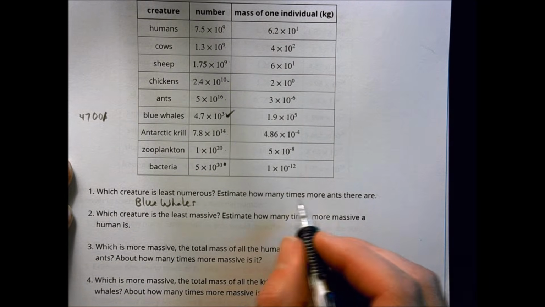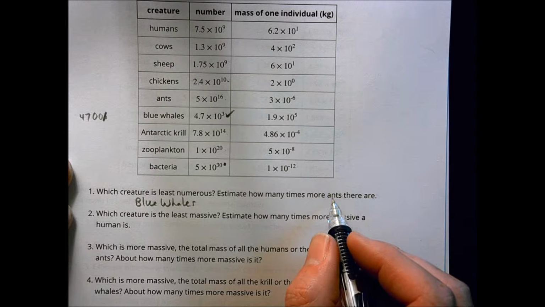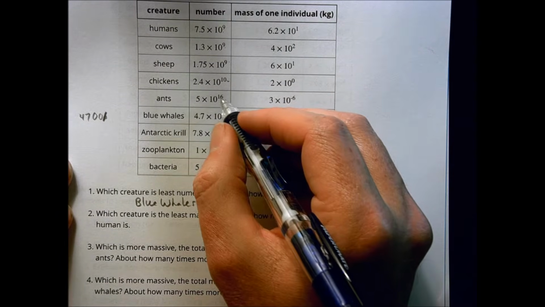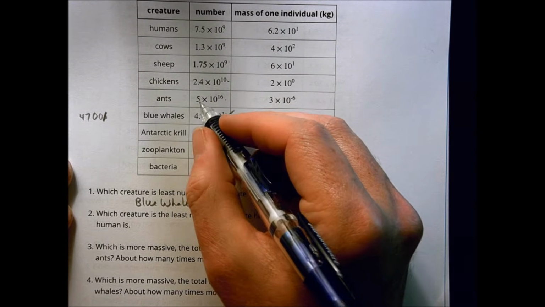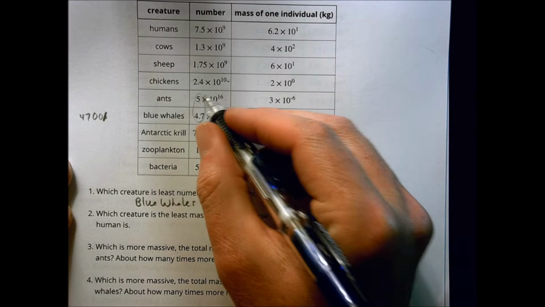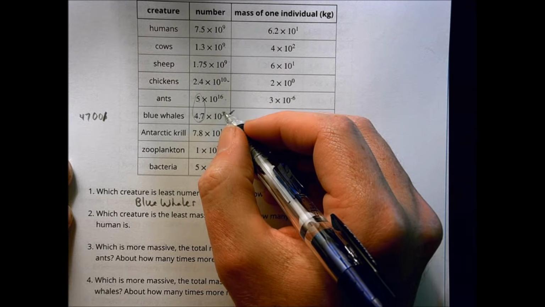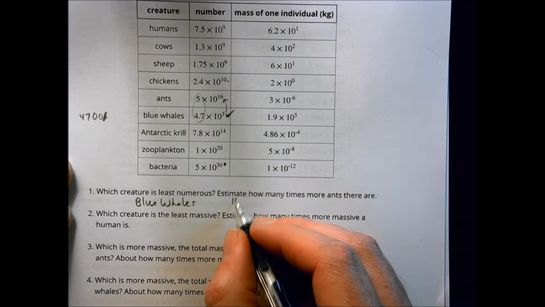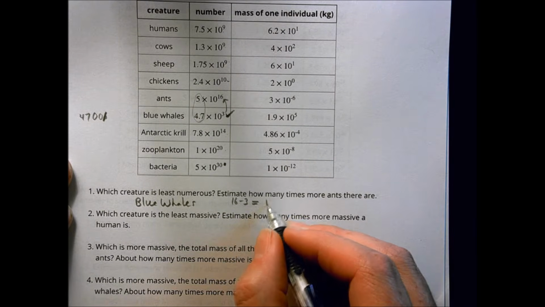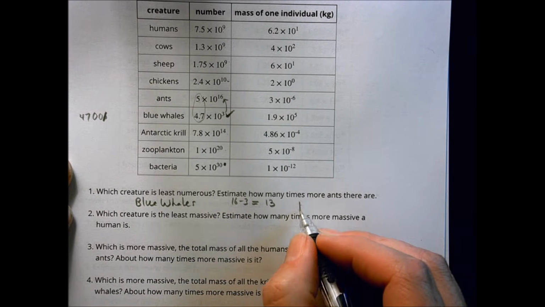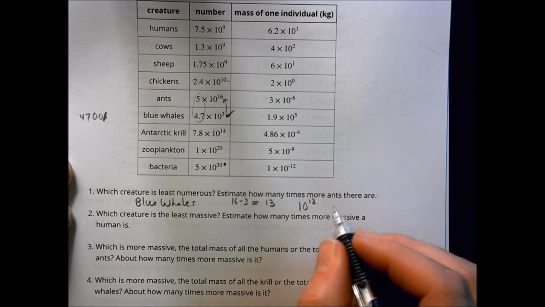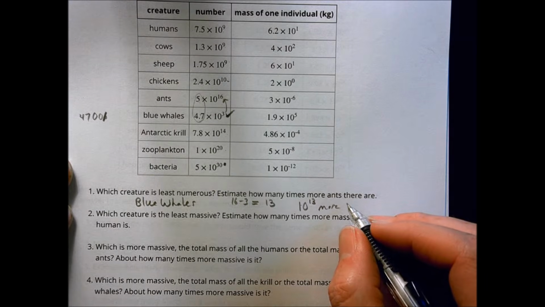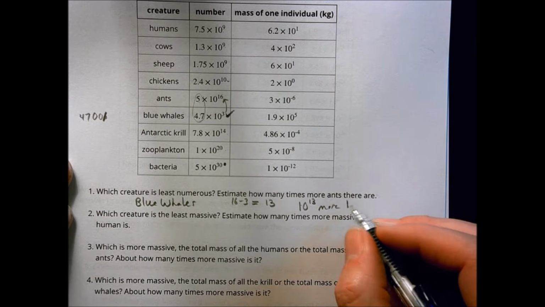And how many times more ants are there? Okay, so ants is here at 4.75, so those coefficients are pretty close together. The difference between 10 to the 3rd and 10 to the 16th, you do 16 minus 3, and that gets you 13. So how many more times? 10 to the 13 times more ants, comparatively. What does that mean? Well, that's 1 with 13 zeros.